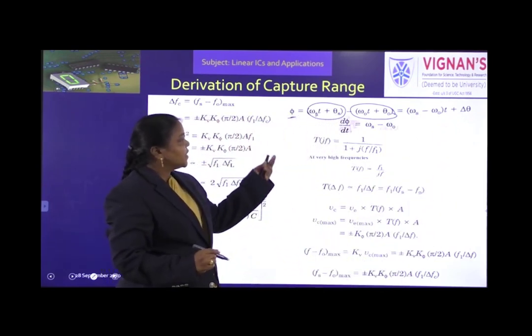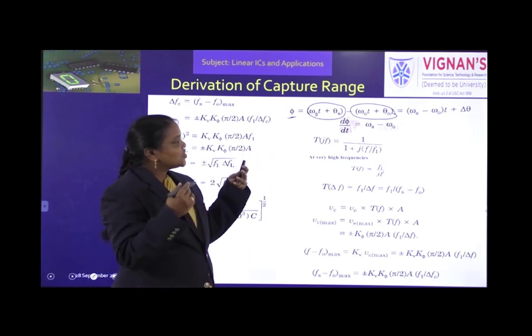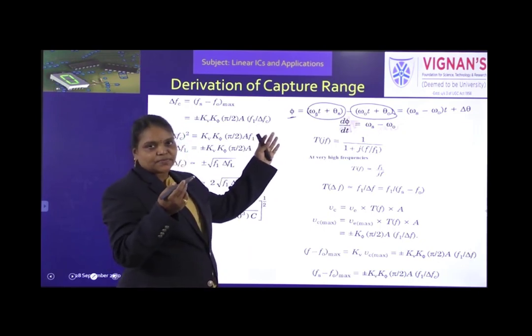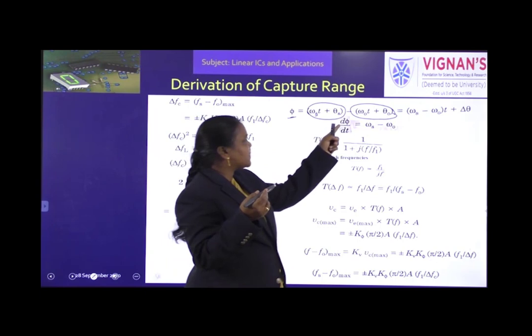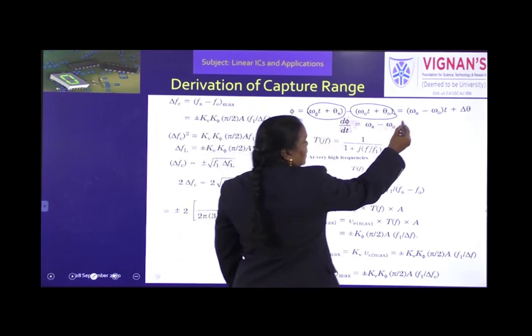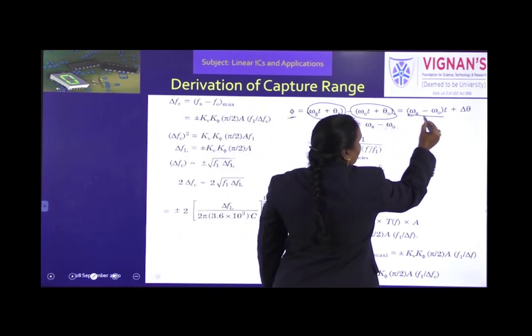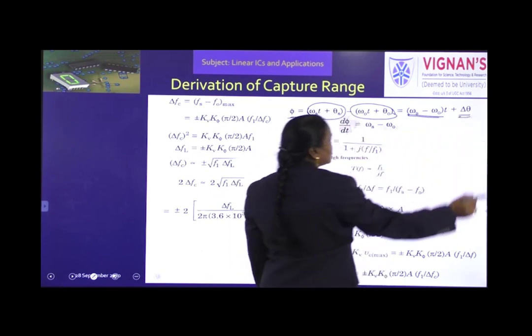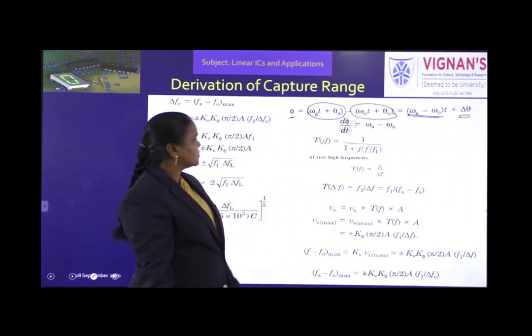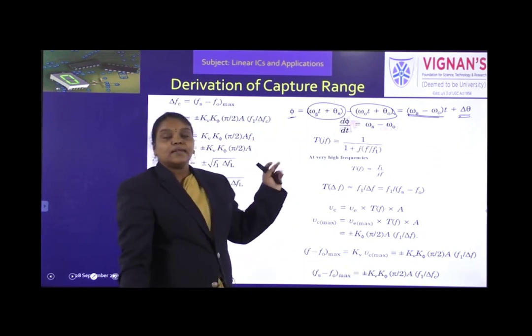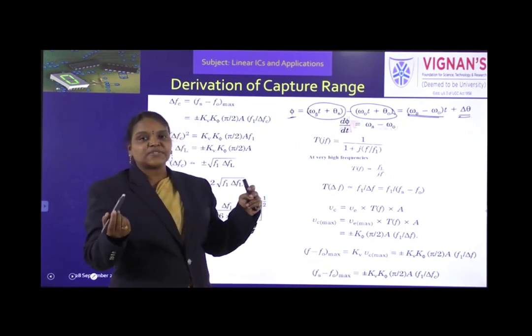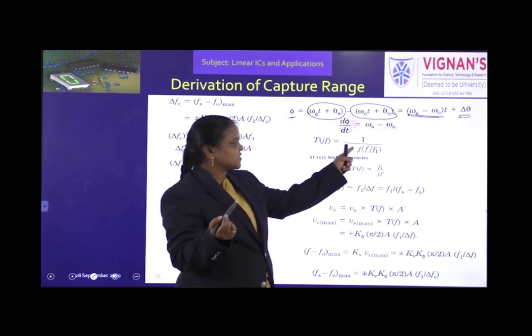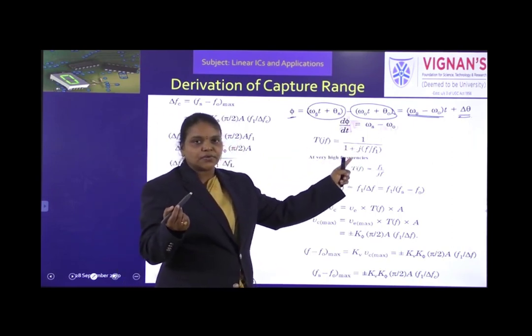Okay. So now if I take the change of this phase shift with respect to time, that is d phi by dt, it will result in omega S minus omega naught. This is a constant, so differentiation of a constant is 0. And then it is passing to the low pass filter whose transfer function is this. Already we have discussed this in the 3rd unit.